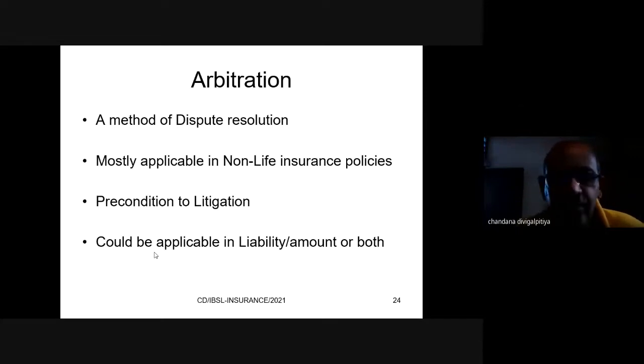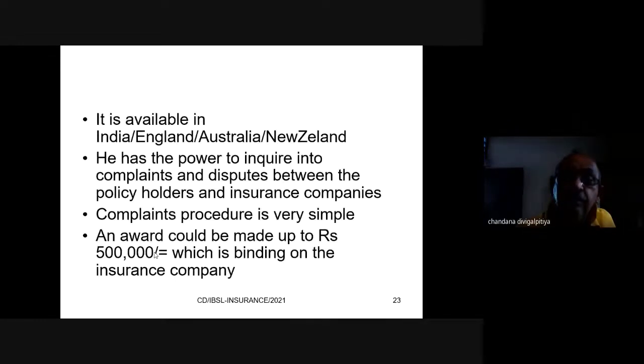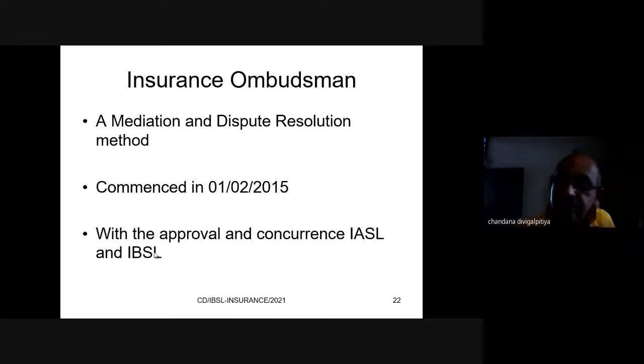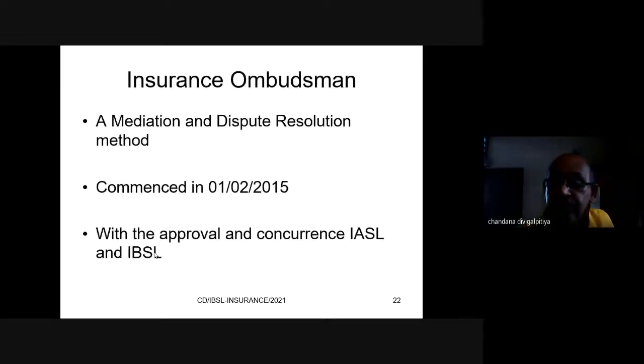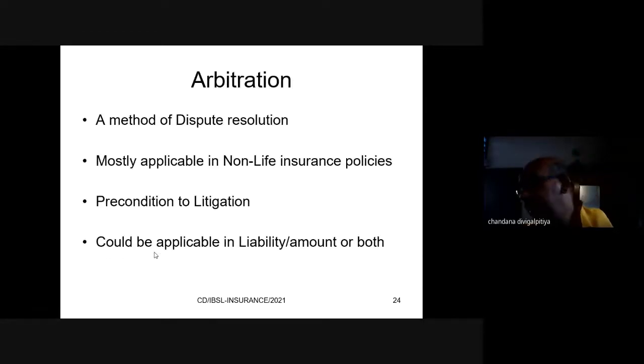Arbitration is another way of dispute resolution. It's a precondition to litigation in some companies. So basically, ombudsman and arbitration are the ways they try to resolve the problem before going to courts. Because court action is very expensive. So rather than going to court, you can finish with these two ways: ombudsman as well as arbitration.